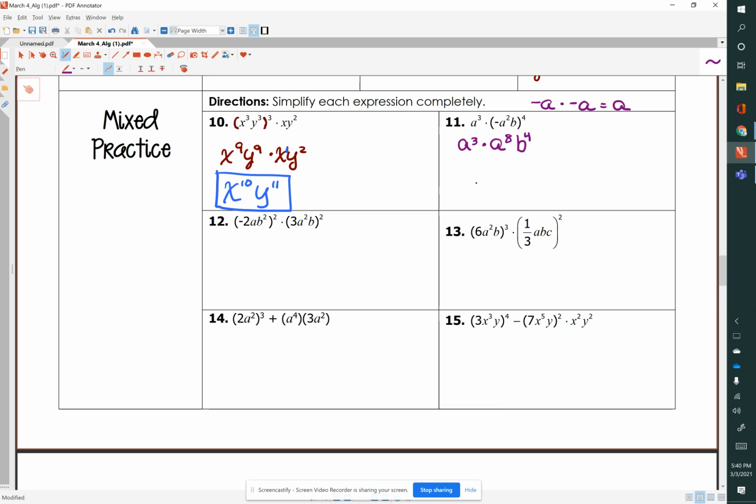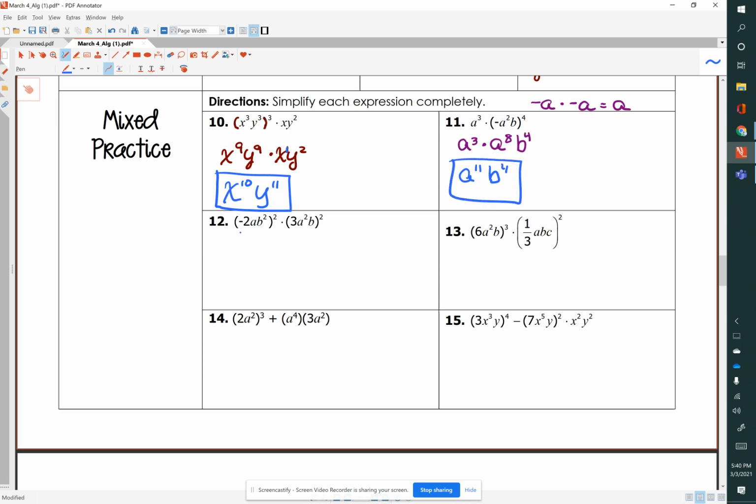Now we're going to multiply the a's. So we add the exponents. That would be a, and I think I'll use another color here. So that would be a, 3 plus 8 is 11, b to the 4th.